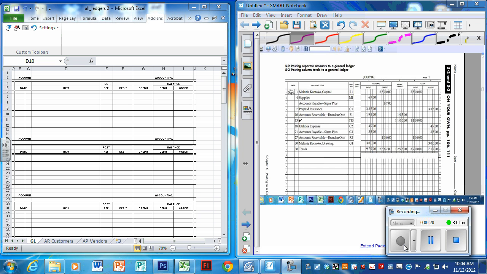Next account is AR control, account number 120. AR control, account 120. We have no beginning balances at this time. Next one is supplies, account number 130. Supplies, 130. Prepaids, account number 140. Next account is AP control, account number 210. AP control, account number 210.